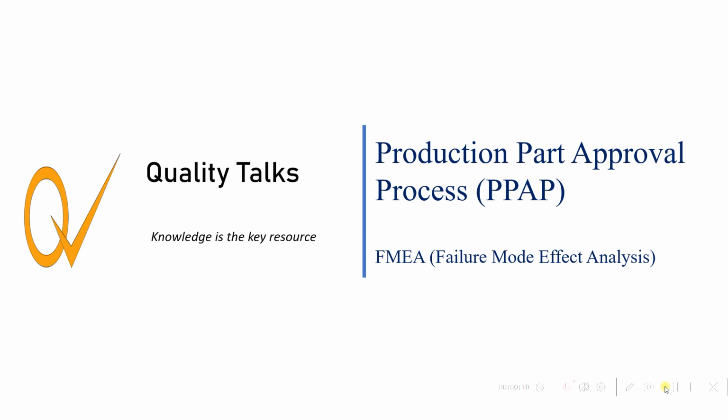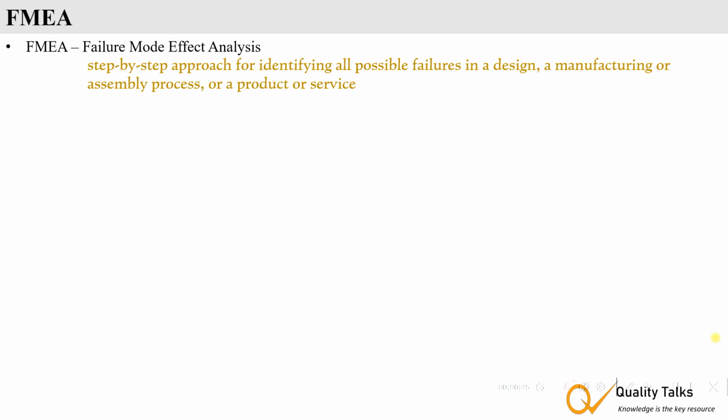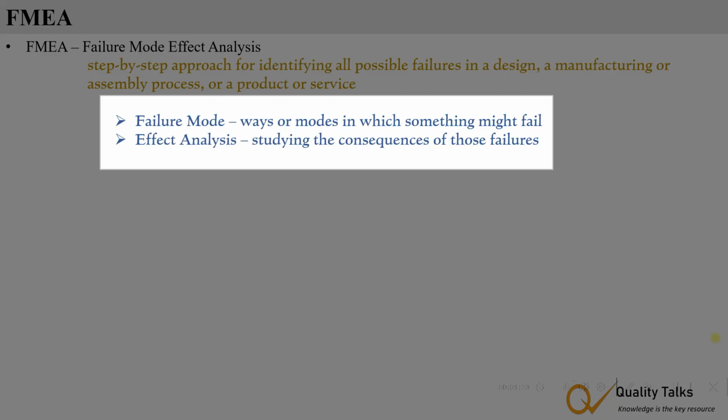In this video, we will discuss FMEA, that is failure mode effect analysis. FMEA is a step-by-step approach for identifying all possible failures in a design, a manufacturing or assembly process, or a product or service. Failure mode is the ways or modes in which something might fail. Effect analysis is studying the consequences of those failures.